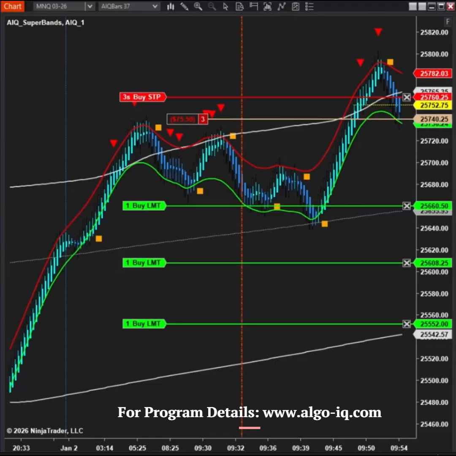As you can see, I've got my Algo IQ super bands and bands on the NinjaTrader charts, and this is a trade that I took this morning. Let's go ahead and review it, and I'll give you an idea of how I place these trades.